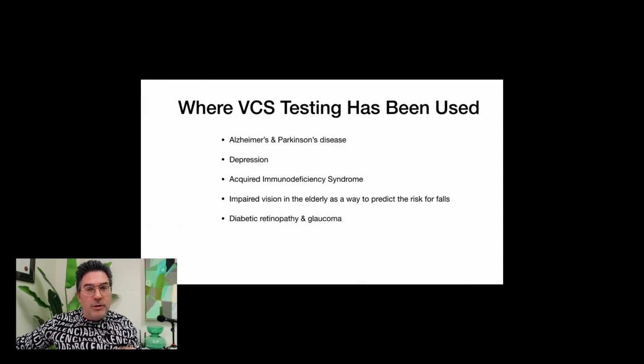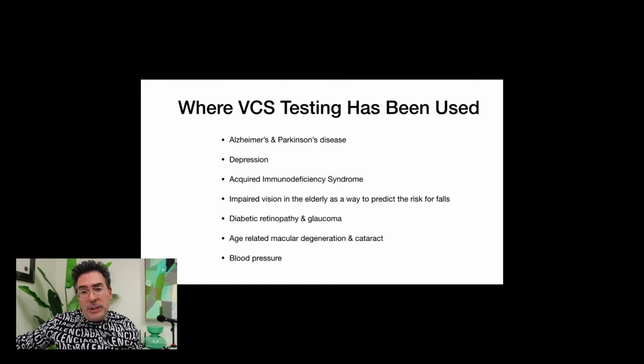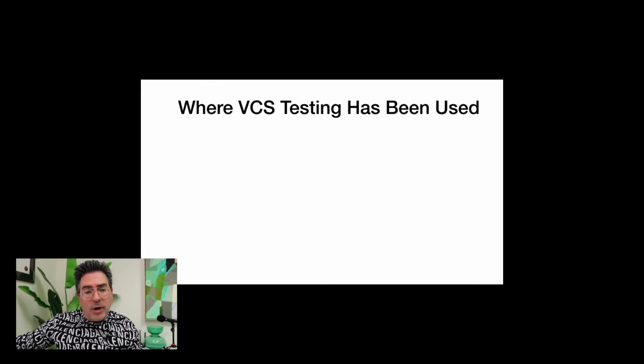Now, those who have glaucoma or diabetes-related eye conditions also would benefit or do benefit from VCS testing. And age-related macular degeneration and cataract is another group as well. And blood pressure. Differences in blood pressure can also impact on the retinal system and obviously your ability to discriminate shades of grey. The list does go on.